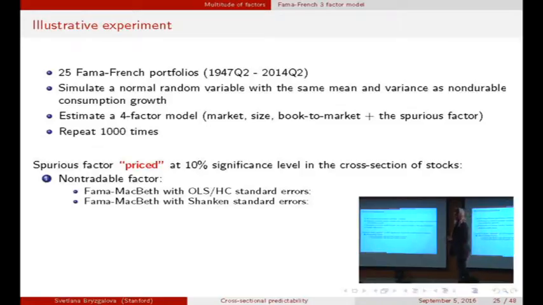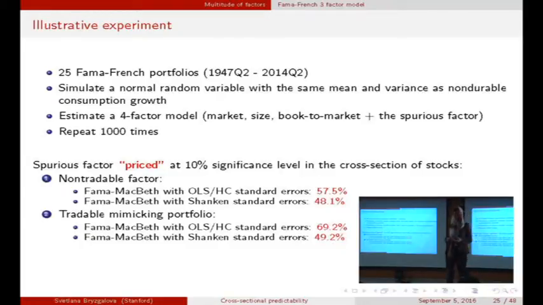So if you repeat the experiment many, many times and you use conventional statistics in order to assess its significance, you will find out that regardless of how careful you are with the standard errors and everything else, that factor, which was just generated in a computer, is going to be found as priced in the cross-section of stock returns in about half of the simulations. Okay? So again, something that is totally orthogonal to both returns and factors is going to be a significant determinant for the cross-section of stock returns in roughly half of the cases.